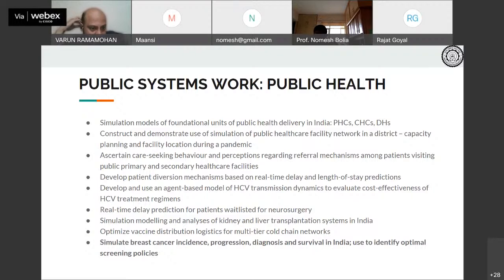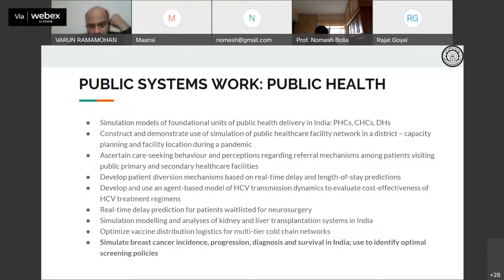We've also looked at many other things, right? For example, HCV transmission dynamics. So that is the hepatitis C virus. It's a chronic disease similar to HIV in some sense, but actually a little more slow moving. And we are using an agent-based model of HCV transmission dynamics to evaluate the cost effectiveness of HCV treatments, because most of the existing models that are out there, even in the Indian context, only use models that don't take transmission dynamics into account. So one of the things that we want to see is how the cost effectiveness of HCV treatments changes when you actually take the transmission dynamics into account.